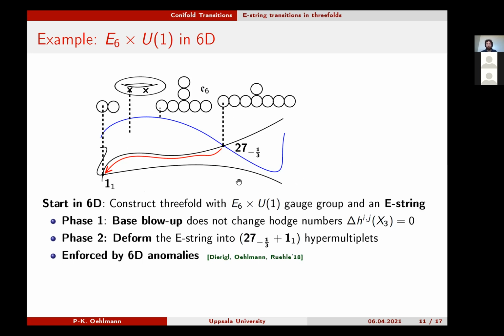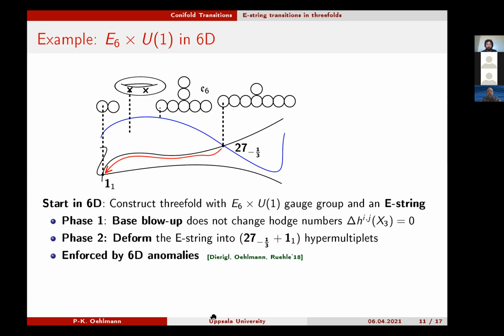Great. The second perspective, or the second phase I want to look at, is actually a deformation of this E string. It's a very specific one. It's a deformation where I keep my E6 times U1 gauge symmetry, but I deform via complex structure deformation this intersection point with the E string in such a way that it spits out essentially a 27 representation with this U1 charge and a singlet hypermultiplet. So essentially I break up the E string.